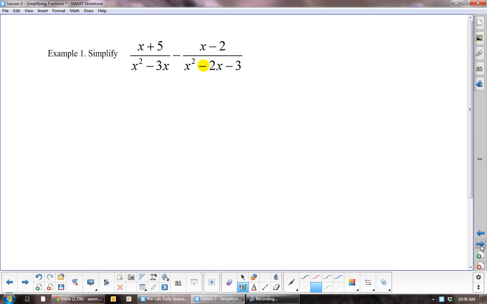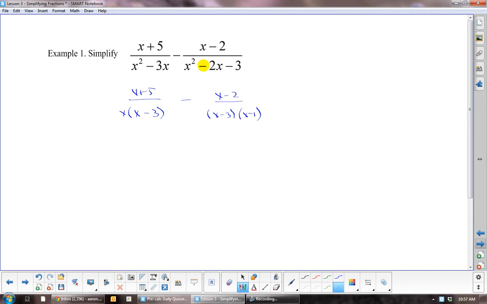Again, don't go anywhere until you get everything factored. So x plus 5 cannot be factored, but I can take an x out of the bottom, which leaves x minus 3. Then I've got x minus 2, and I cannot factor that. I'm looking for two things that add to negative 2 and multiply to negative 3. x minus 3, x plus 1.